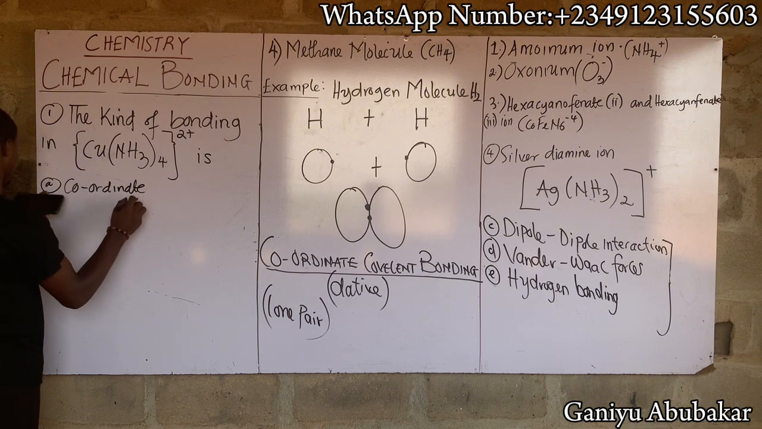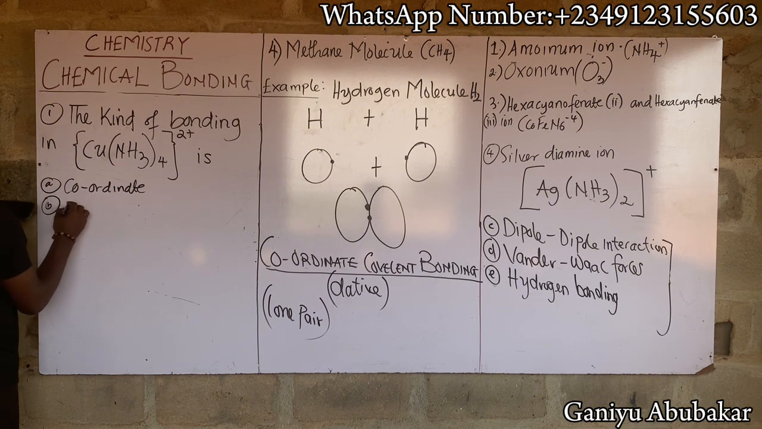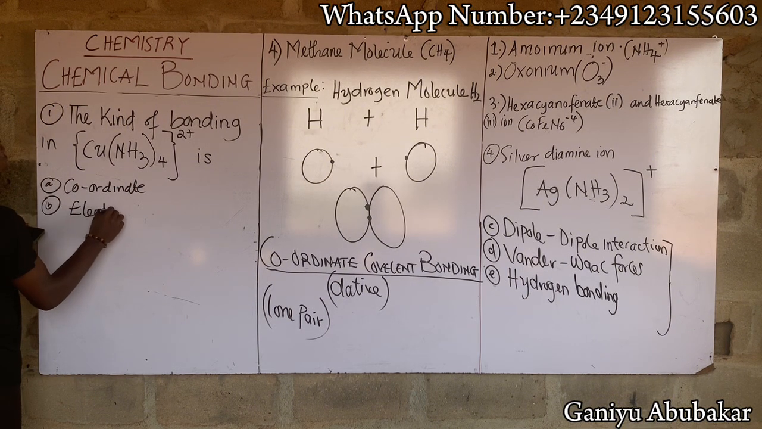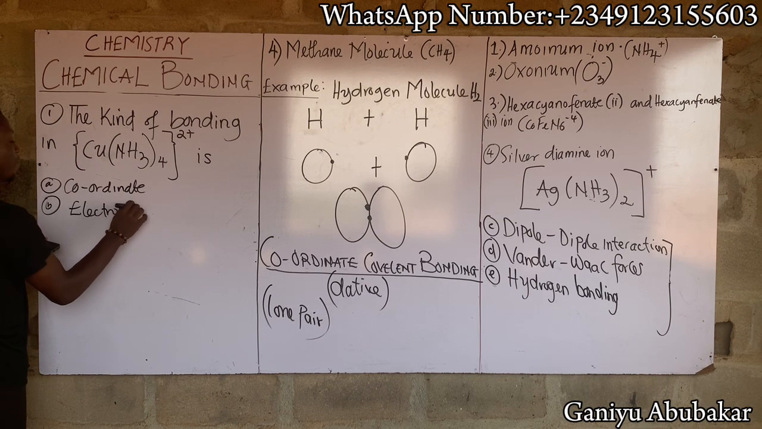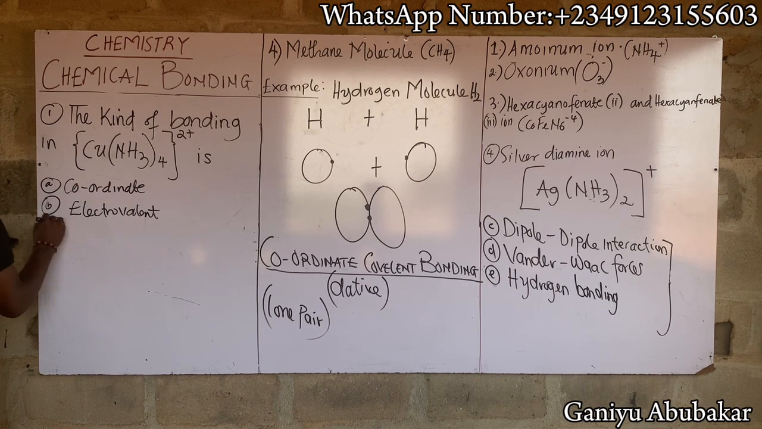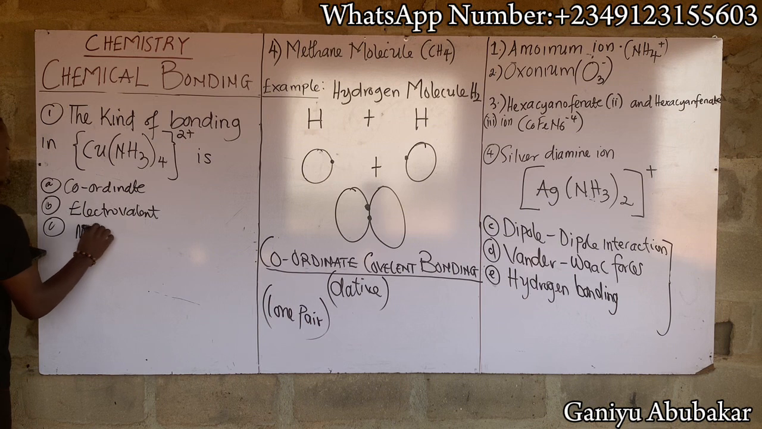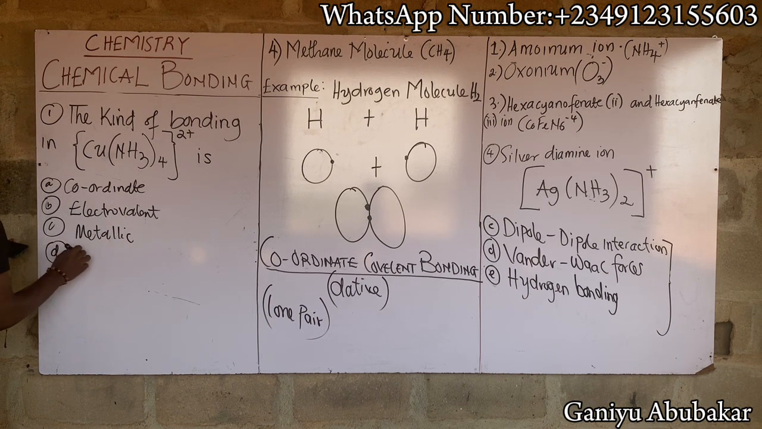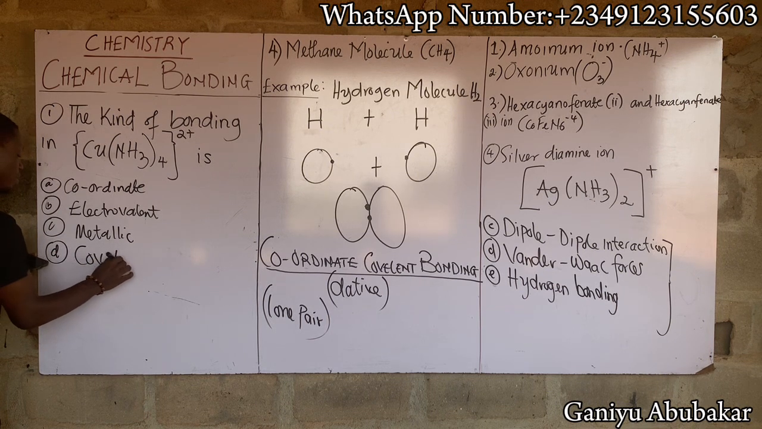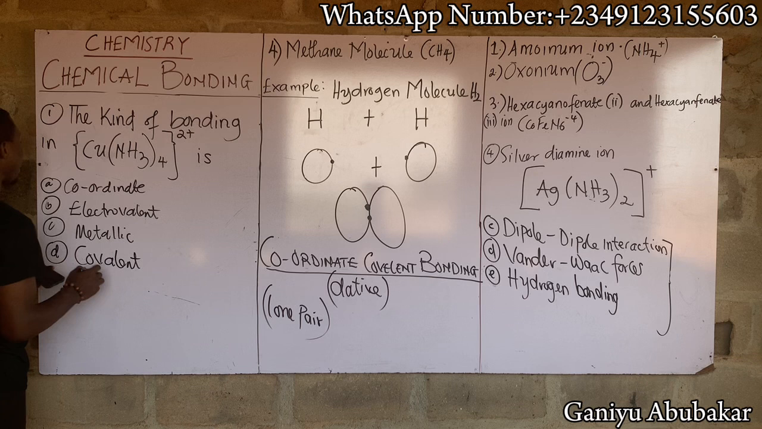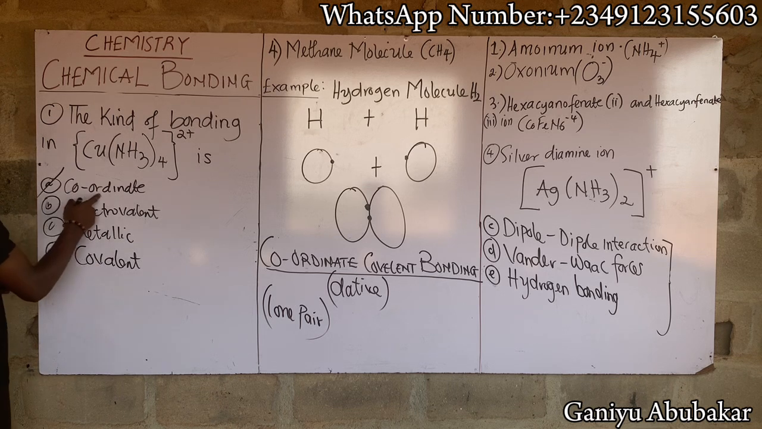A, coordinate. B, electrovalent. C, metallic. And D, covalent. Basically, my answer is A, coordinate. This is a coordinate bonding.